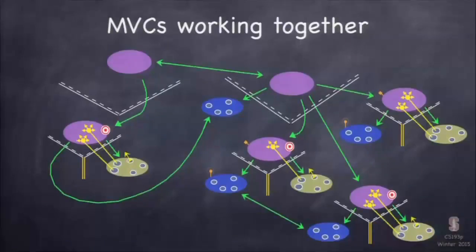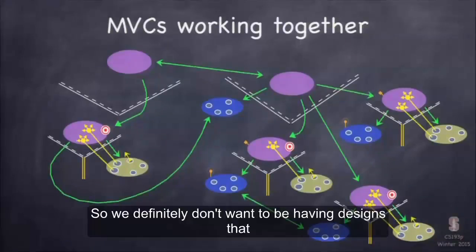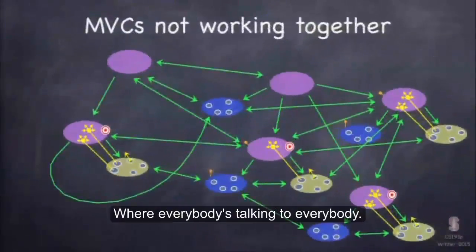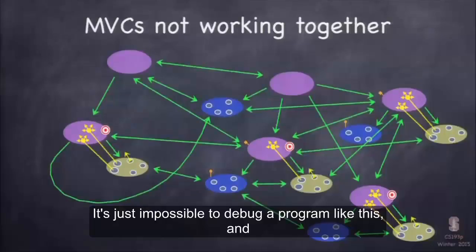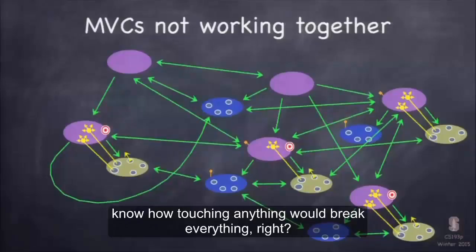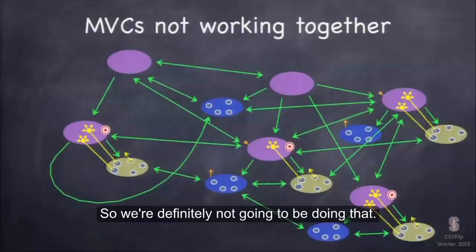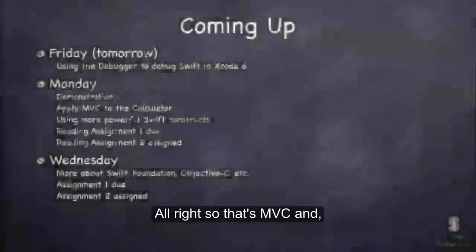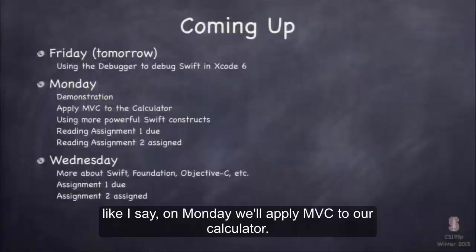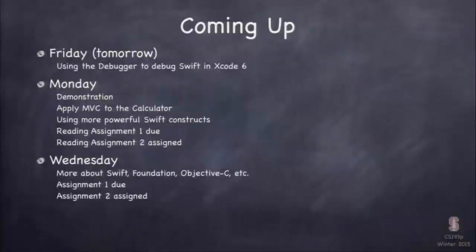Any question about that? So we definitely don't want designs that look like this, where everybody's talking to everybody and we can't tell who's talking to what. It's just impossible to debug a program like this, and it doesn't scale. You can't build really big programs this way. It just becomes impossible to know how touching anything would break everything. So we're definitely not going to be doing that. All right, so that's MVC, and like I said, on Monday we'll apply MVC to our calculator.